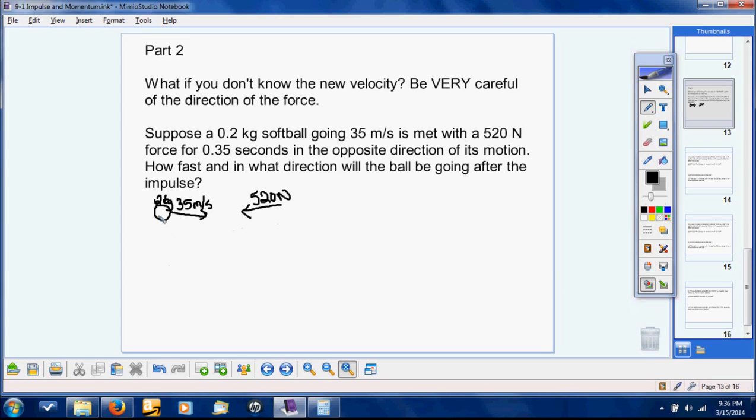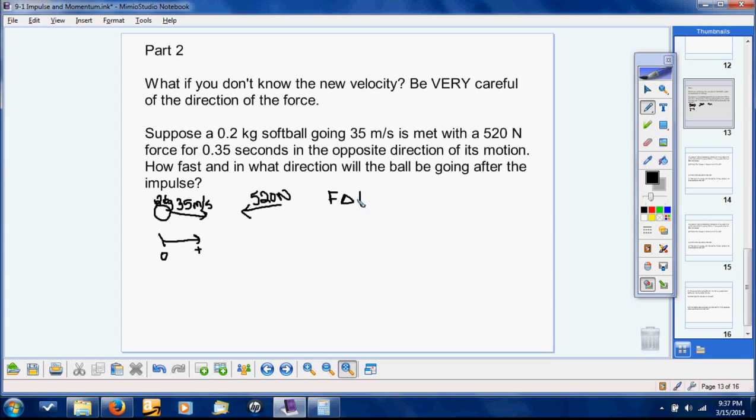So in order to set up our positives and negatives, you have to choose which way is going to be positive. I'm going to say that the initial direction of the motion of the softball is positive. You have to choose something, because this drawing tells you that this is going with positive, this is going against positive, so this would be negative. Make sure you have your positives and negatives correct in the equation, or you're not going to get the right answer.